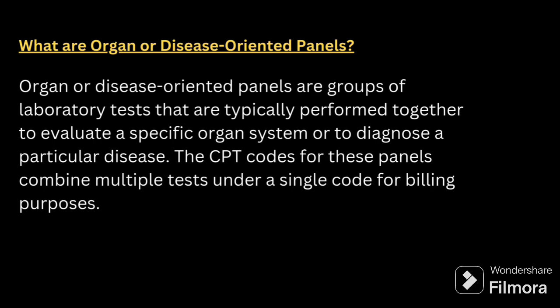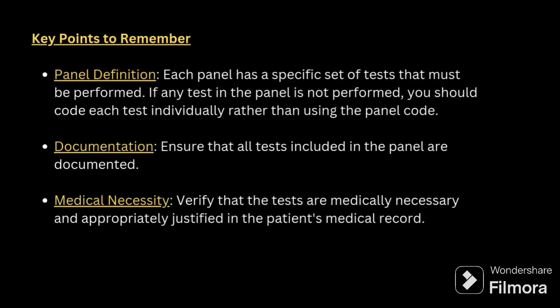First of all, you have to know what is called an organ or disease oriented panel. It is a group of laboratory tests that are typically performed together to evaluate a specific organ system or to diagnose a particular disease. The CPT codes of these panels combine multiple tests under a single code.